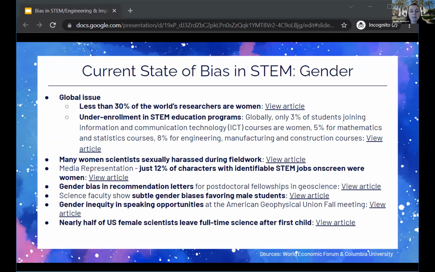And then another factor is, say you make it through education and into the field, a lot of women end up leaving full-time science after their first child, right? So are we creating an inclusive space where they feel like they can continue to be a full-time scientist even after taking care of a child or during that parenting process?